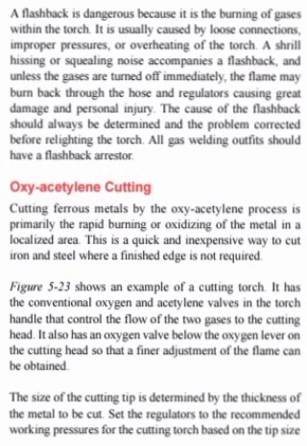It has the conventional oxygen and acetylene valves in the torch handle that control the flow of the gases to the cutting head. It also has an oxygen valve below the oxygen lever on the cutting head so that a finer adjustment of the flame can be obtained. The size of the cutting tip is determined by the thickness of the metal to be cut. Set the regulators to the recommended working pressures for the cutting torch based on the tip size.